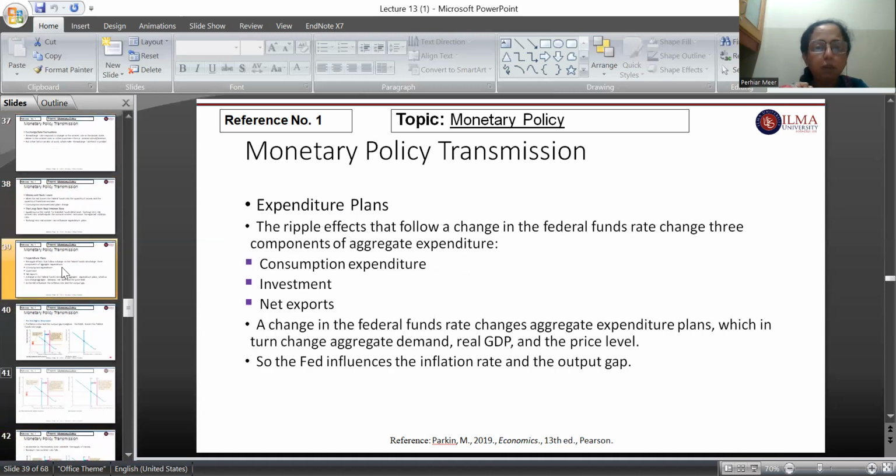Expenditure plans. The ripple effects that follow a change in the federal funds rate change three components of aggregate expenditure: consumption expenditure, investment, and net exports. A change in the federal funds rate changes aggregate expenditure plans, which in turn change aggregate demand, real GDP, and the price level.